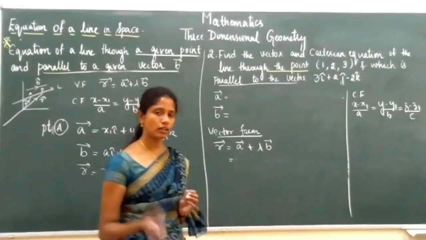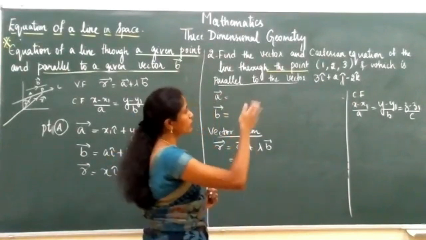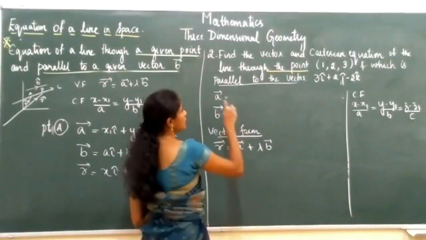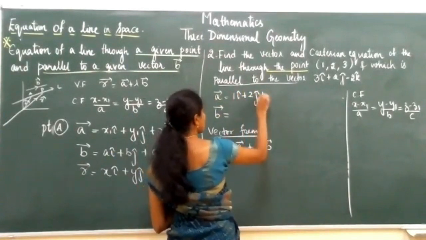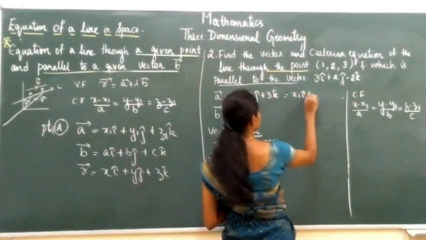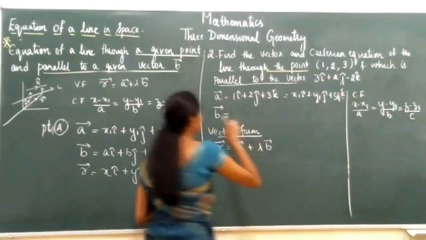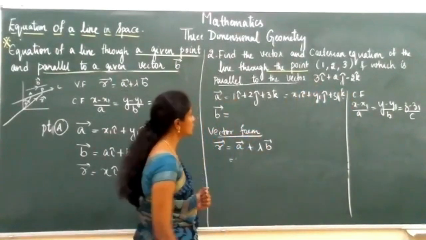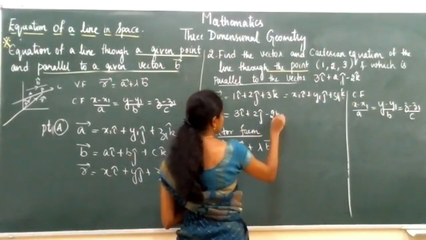Next problem, again, you have a similar problem here. Here, we need to find the equation of the line both in vector and Cartesian form. The point is given and also the vector which is parallel to the line is given. So when they have given the point, that is for vector A, it can be written as 1i cap plus 2j cap plus 3k cap. Okay, so this is nothing but x1i cap plus y1j cap plus z1k cap. Okay, next. They have given which is parallel to the vector 3i cap plus 2j cap minus 2k cap. That is vector B, 3i cap plus 2j cap minus 2k cap.